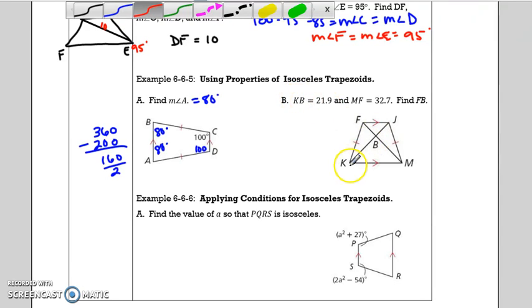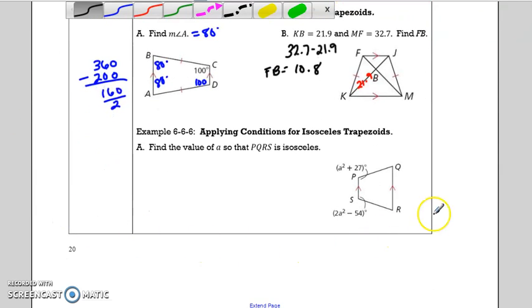Here, KB, this segment right here, is 21.9. MF, the whole diagonal there, is 32.7. And so what would the short part be? Well, it's going to be the same as this short part. And we can find that short part by subtracting the 21.9 from this, because those diagonals are going to be the same. So 32.7 minus 21.9 is going to give us 10.8. So FB is going to be 10.8.